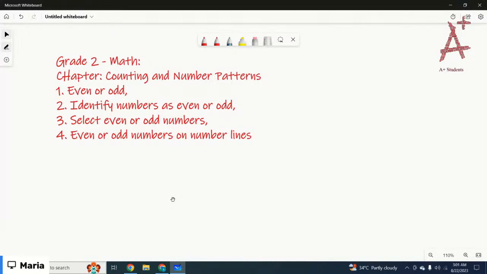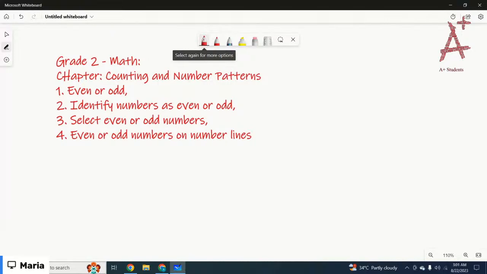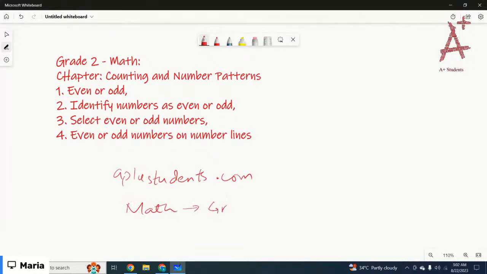We are here for grade 2 math. You can find all the lessons on aplusstudents.com. You have to log in there using your email address and password as provided by the administrator. Then you have to select math from the subject tab. Scroll down to grade 2 and then click on view all lessons. So there you can find a list of the chapters.